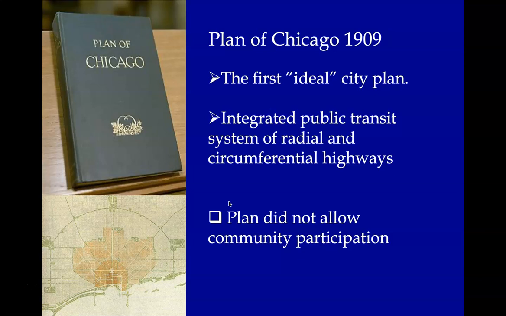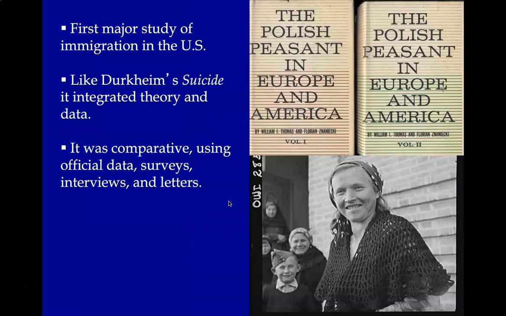So we see that most cities now have planned for the automobile. So it's a very big change. I'm not sure if I mentioned this earlier, but one of the biggest immigration studies in the U.S. looked at Polish peasants coming from Poland and moving to Chicago.